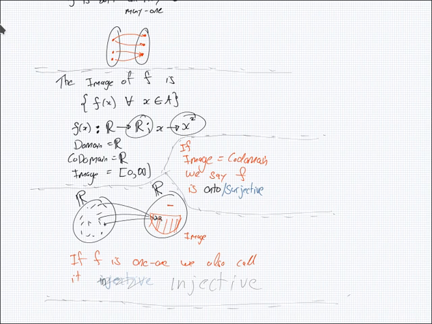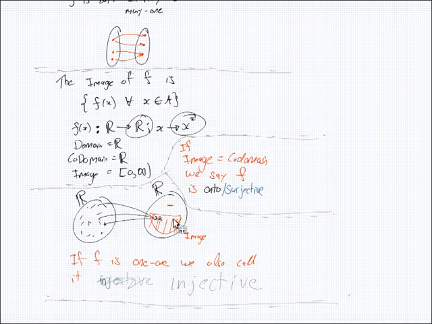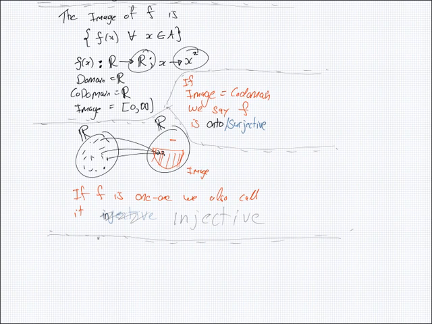One-one we also call injective. Just another name for it. So if the image doesn't equal the codomain, it's not surjective.